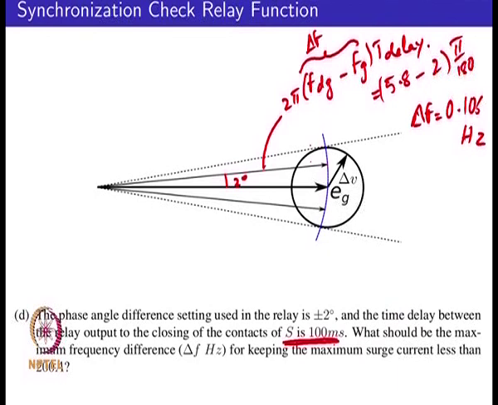If you are closing at this particular point, because of the delay, you might have gone out to something much further out. So, you need to ensure that when you are closing a switch, your amplitudes are matched, your phase is matched, and your frequency is matched appropriately.